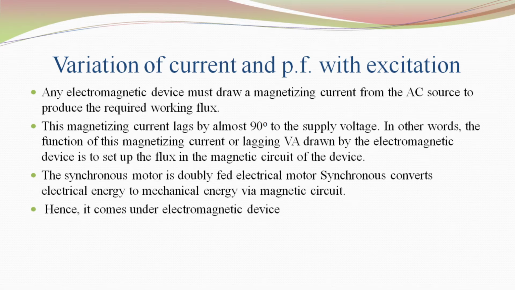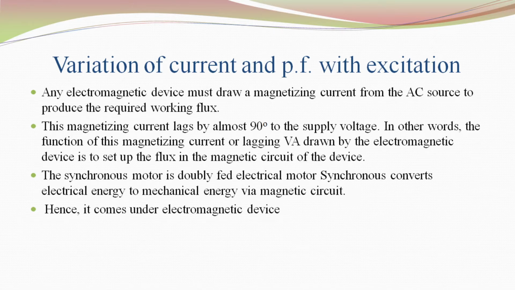Any electromagnetic device will draw a magnetizing current from the AC source to produce the required working flux. Whenever there is a current flowing in the device, there will be a flux produced in it. This magnetizing current will lag the supply voltage by almost 90 degrees. The function of the magnetizing current, or lagging voltampere drawn by the electromagnetic device, is to set up the flux in the magnetic circuit of the device.